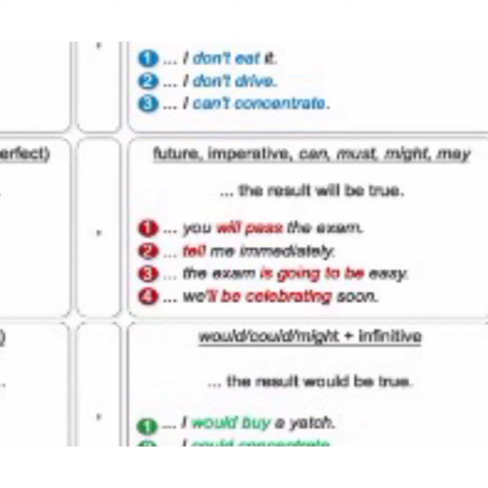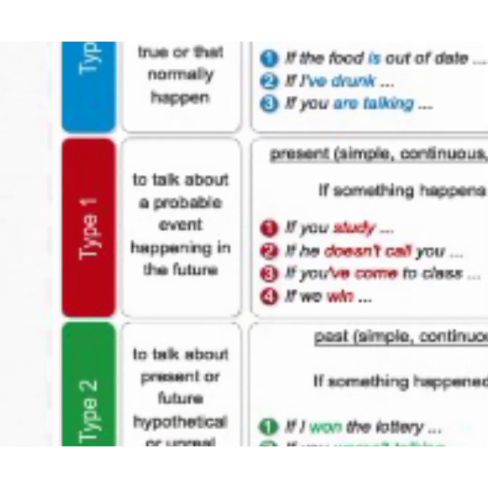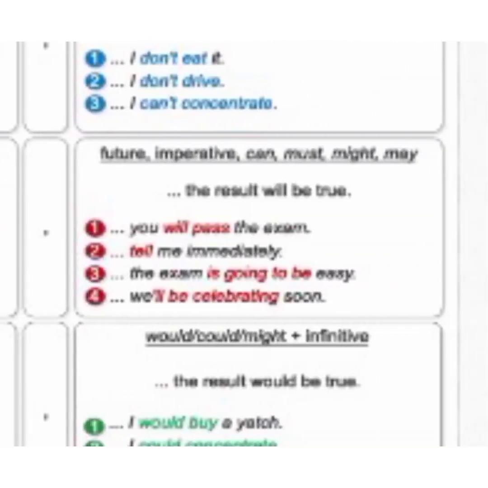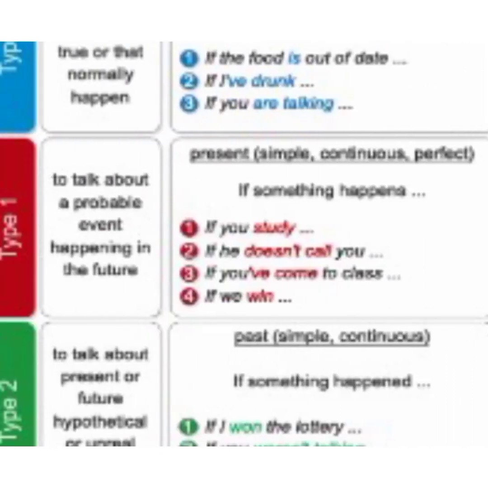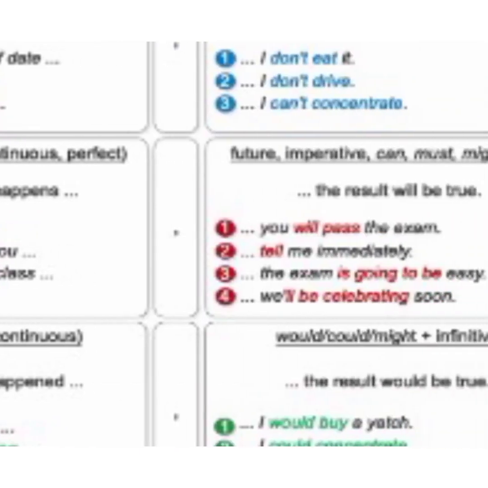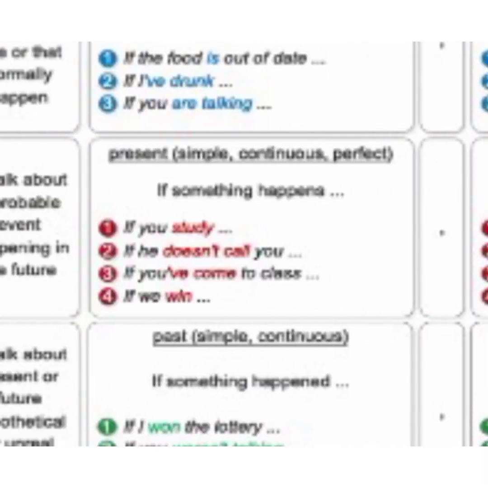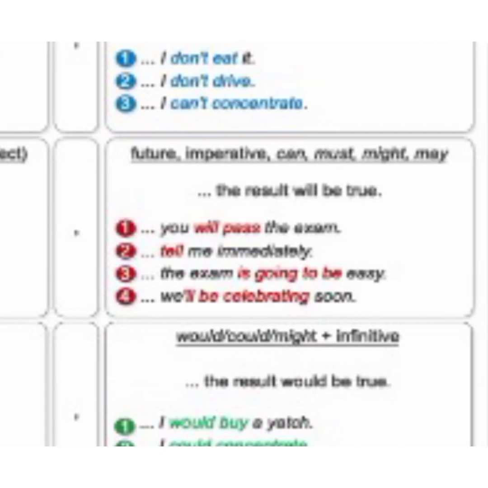Okay, then comes type 2, and in this type we talk about present or future unreal situations, which is not real. So if the if clause is in past tense, then in the main clause we have to add would, could, might and infinitive. So here the examples are given. If I won the lottery, past tense, I would buy a yacht. If you weren't talking, I could concentrate. If I were you, I might wait before taking a decision.